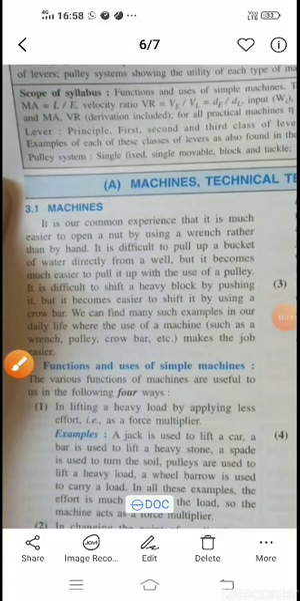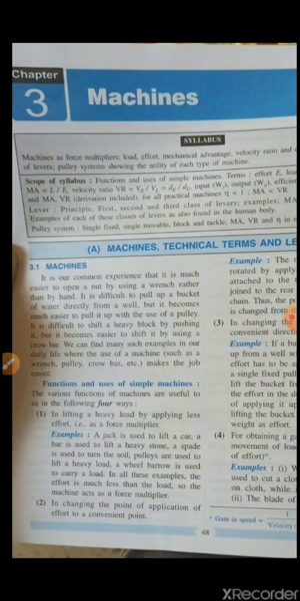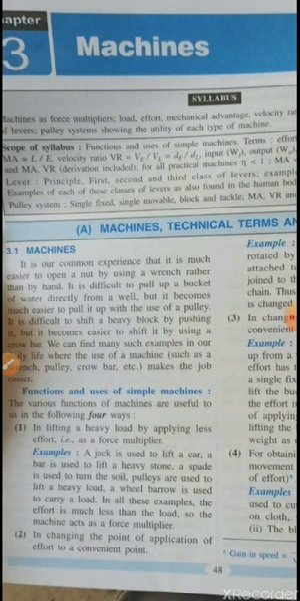Good afternoon, 10th standard. So this is our video on next chapter 3, section A. The topic covered in this video will be machines and technical terms related to it. Your next video will be on levers.